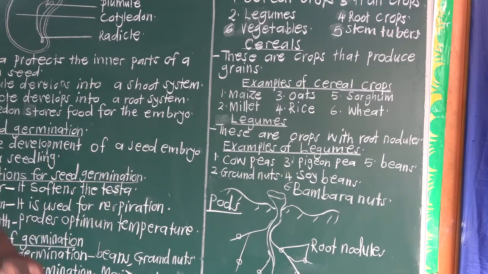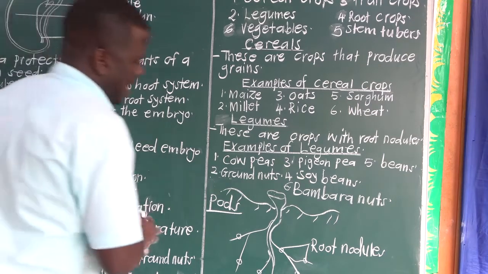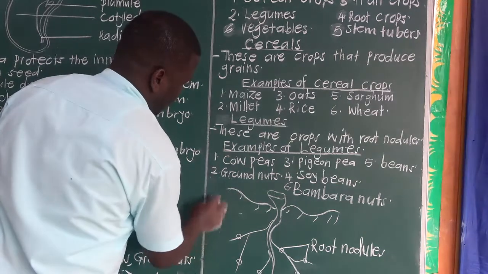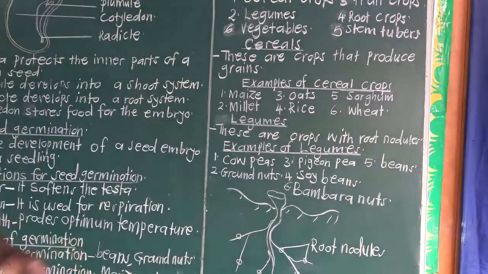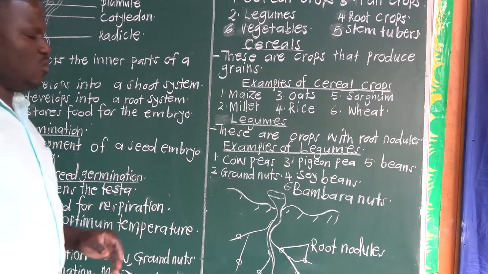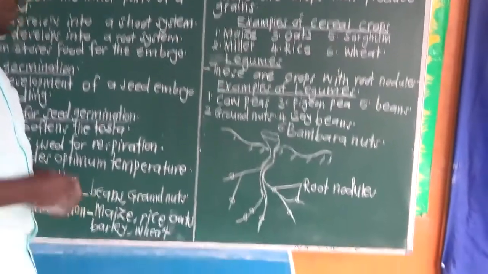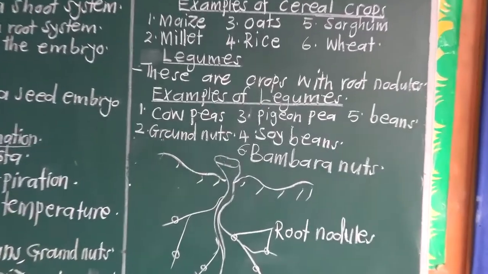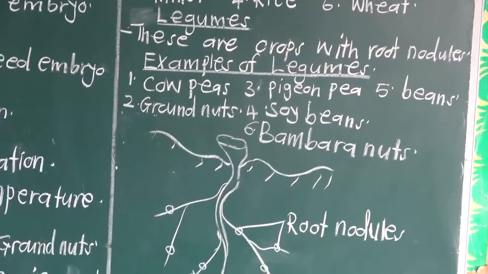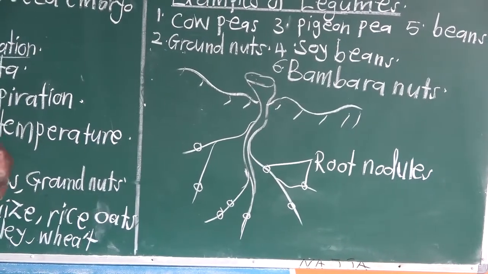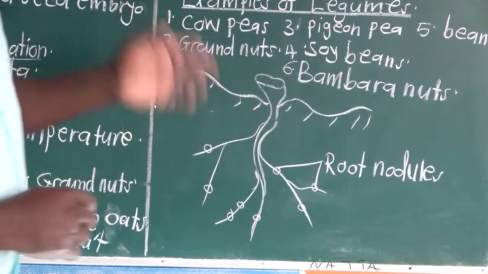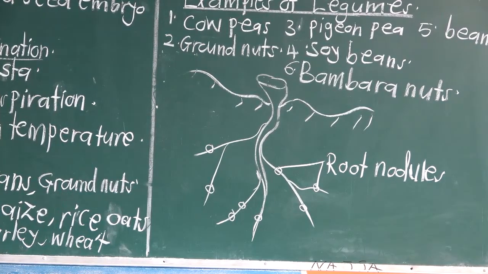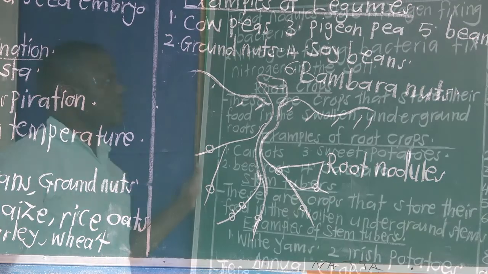Then we have a diagram showing the root of a legume. And this diagram has what we call root nodules. So these root nodules are very important. Root nodules store nitrogen-fixing bacteria.